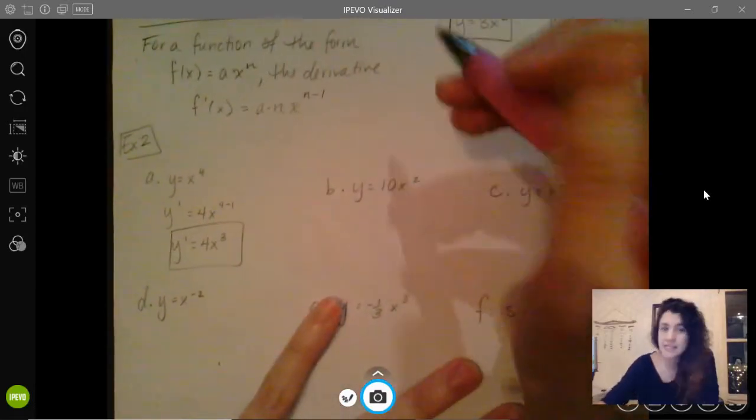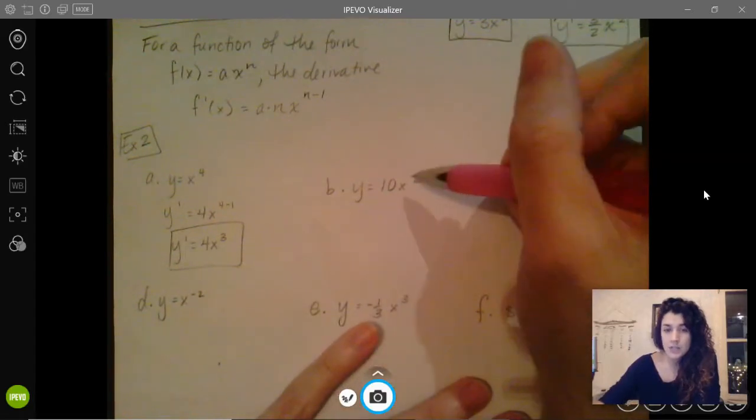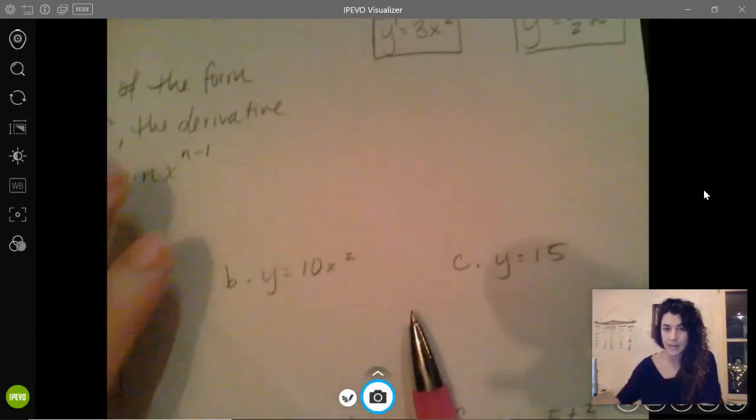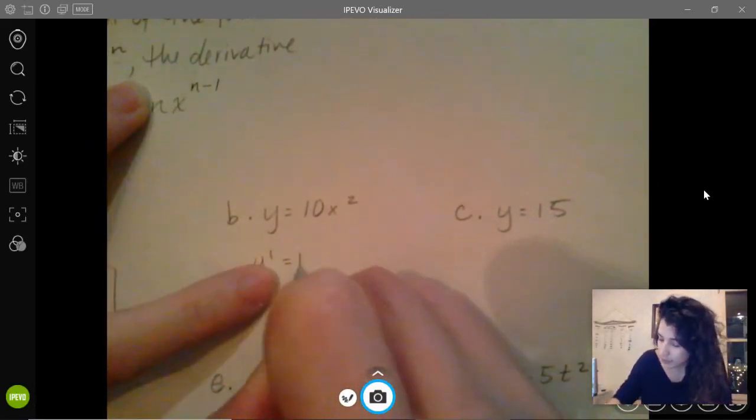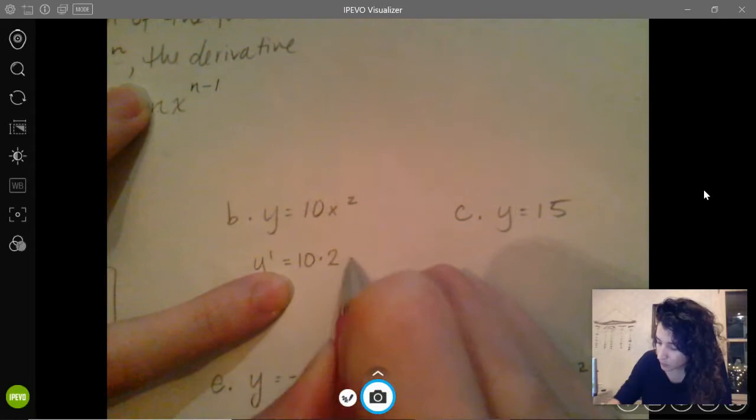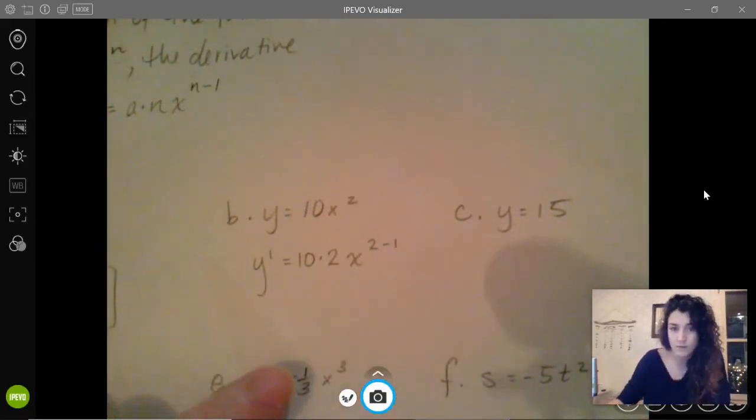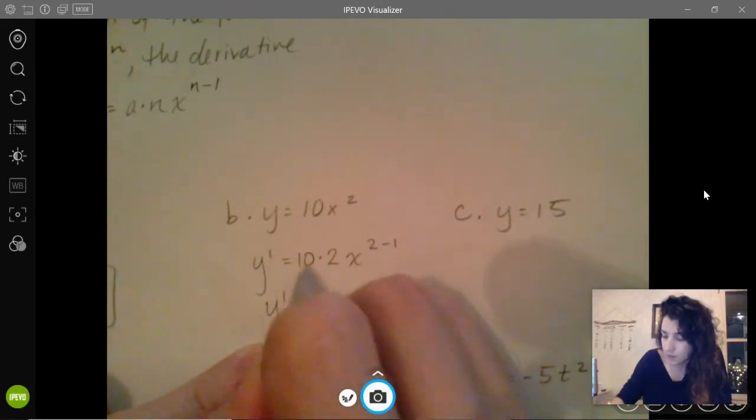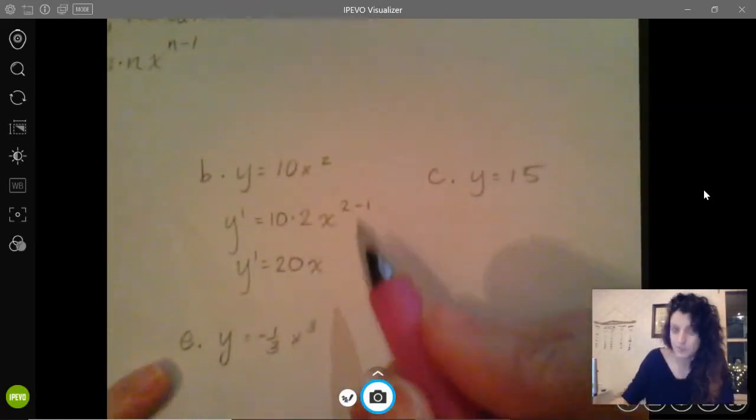Okay, so practicing it again. What we need to do is we need to take our exponent and we need to multiply our coefficient by the exponent. So our derivative is equal to 10 times 2 times x to the 2 minus 1. Okay, so that's 20x to now the first power.